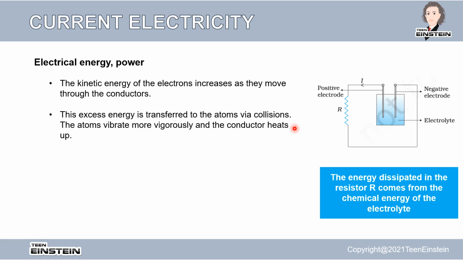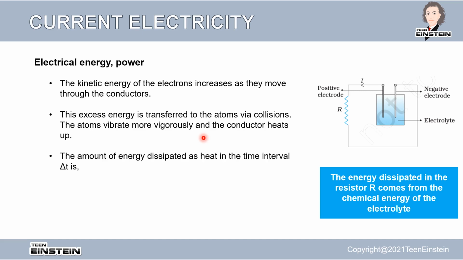So the atoms gain this energy and the atoms start vibrating more vigorously. This just means that the vibrational energy of the atoms increases as they gain some energy from the electrons. So when the atoms vibrate, what happens? The conductor as a whole heats up because it is not just one atom. There are a lot of atoms, so they all start vibrating. So the conductor as a whole heats up. This heat energy is coming from these electrons.